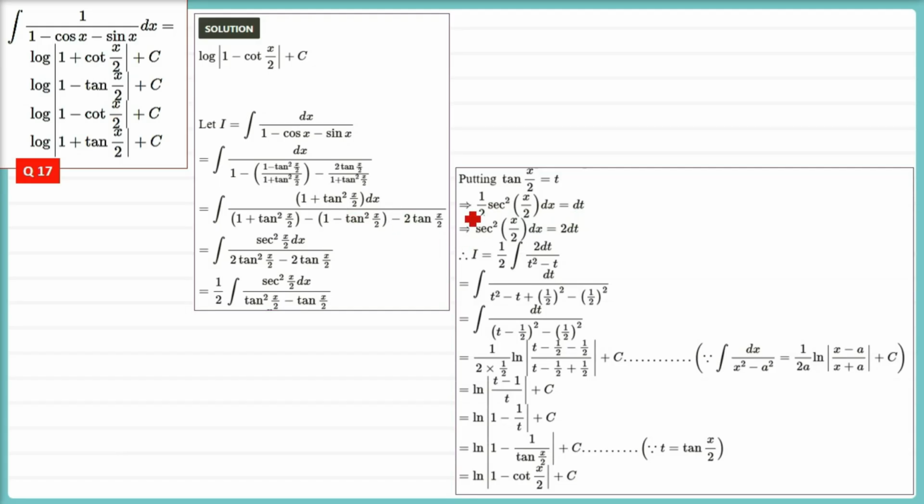It's a good question. It applies various different mathematical concepts. For example, this trigonometry we have used, integration result we have used. So all these will be combined to form a proper solution.